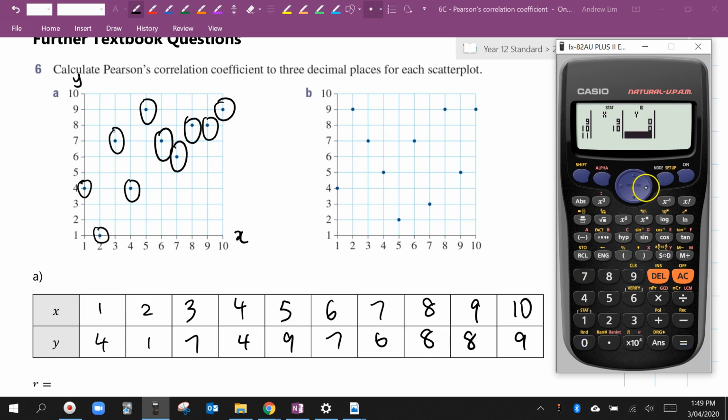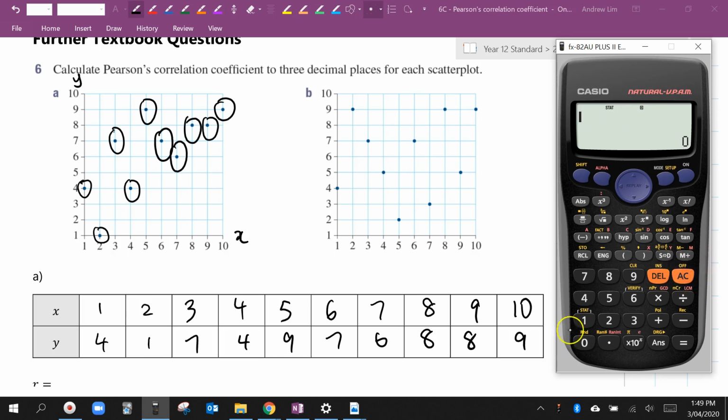Press the right arrow, press down to go all the way back to the top. Type in the Y values. 4, 1, 7, 4, 9, 7, 6, 8, 8, 9. Press the orange AC.